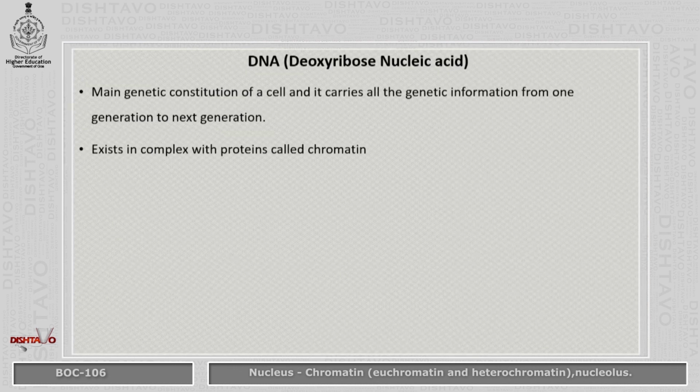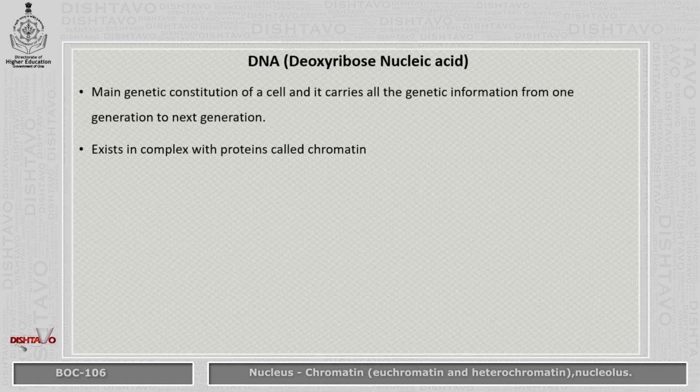As a component of the nucleus, DNA is also an important part. As you know, DNA is deoxyribose nucleic acid. It is the main genetic constituent of a cell, and it carries all the genetic information from one generation to the next generation. It exists in complex with proteins called chromatin.